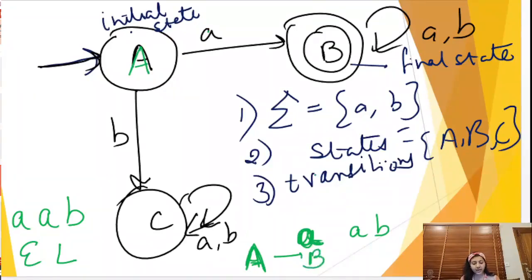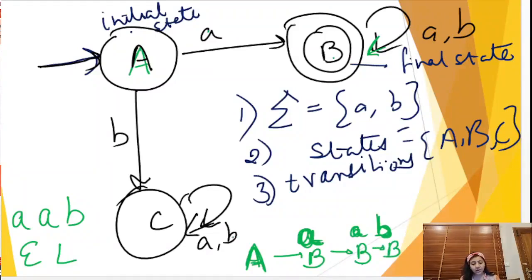Right? Then I am on state B. Which is the next symbol I receive? I receive a. So on state B, on receiving a, I remain on B only. Then I am on state B, I receive symbol b now and I remain on B only.